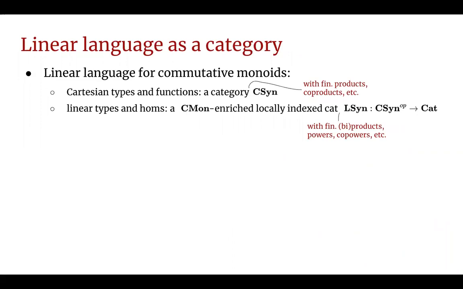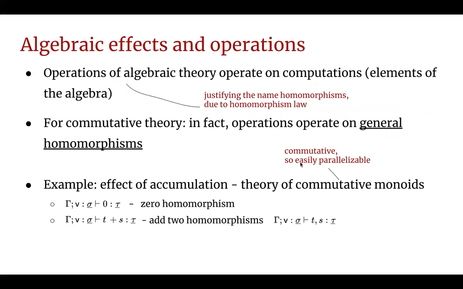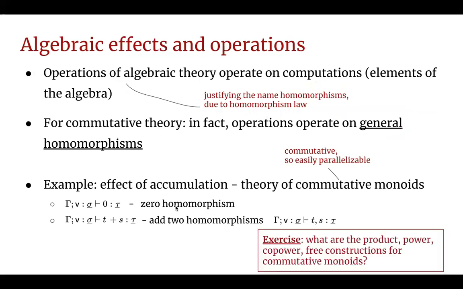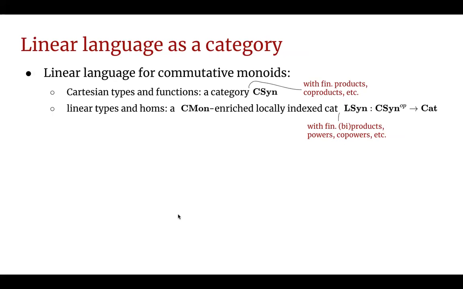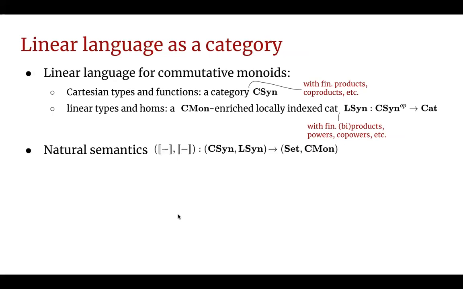Okay, so now we have a category. I'm going to end here. We have the target language as a category. So we have a base category of Cartesian types. We call it C-syn, Cartesian types and functions. This category has finite products, co-products and such. And then we have a locally indexed category of linear types that I call L-syn over C-syn that has linear types as objects. And it is a commutative monoid enriched category because the homomorphisms form a commutative monoid. And this has powers, co-powers, etc.